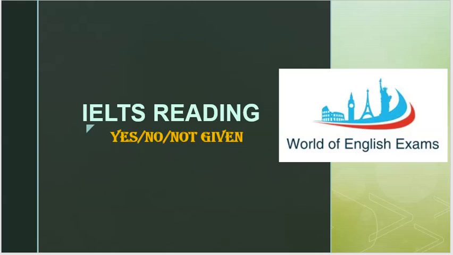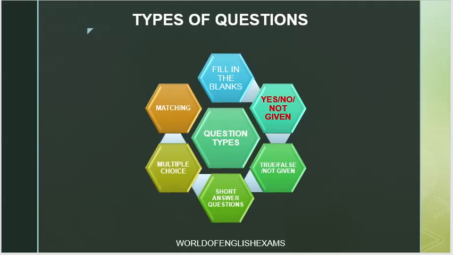Before beginning with understanding the yes or no or not given question types, let's understand how many types of questions are actually there in the reading test. Okay, so as you can see, there are all these question types that are flashing on the screen right now. So the first one that is highlighted in blue is fill in the blanks, under which we have multiple categories like note completion, form completion, table completion, summary, diagram and all that. And next we have yes or no or not given, that we are going to look in today's video. And we also have true or false or not given, and then we have short answers, multiple choice and matching.